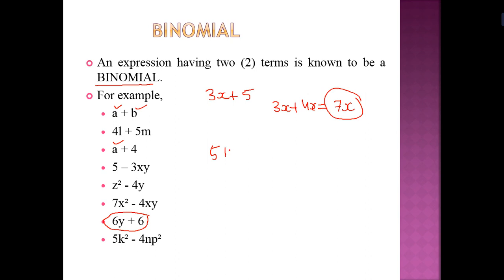So 5k square plus 5k square again, then it is wrong. We cannot write like that. Any expression with two terms is a binomial. So a plus b it is, 41 plus 5m it is, a plus 4 it is, 5 minus 3xy, yes it is, z square minus 4y it is, 7x square minus 4xy it is. But if I write 7x square plus 7x square, then it is not a binomial, because we convert it into a single term, so we can say it is a monomial.